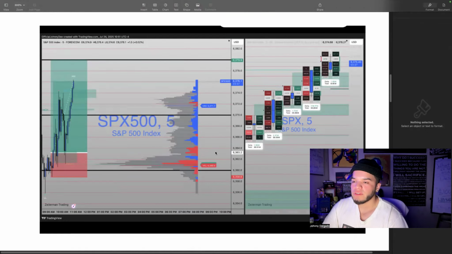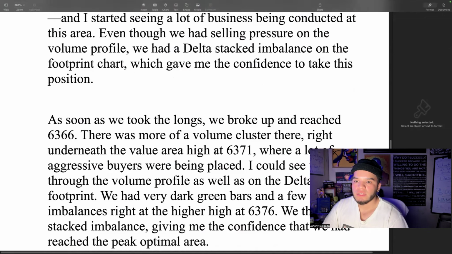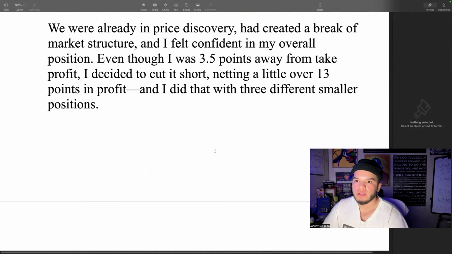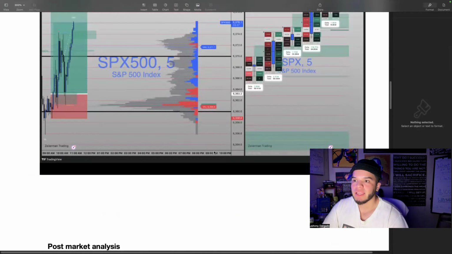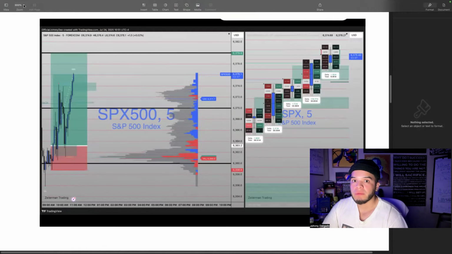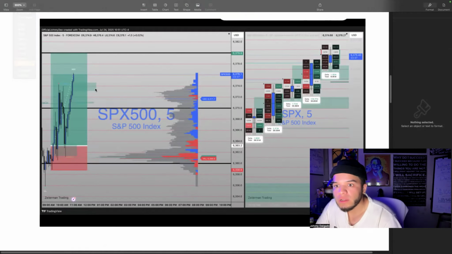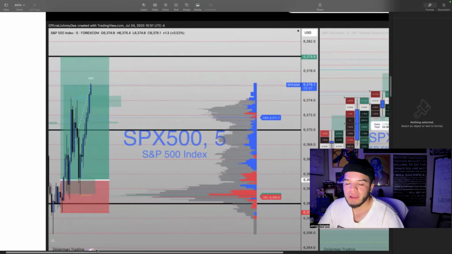again, delta divergence, I believe it was. Oh, no, this was different. Let's see, did I put it here? No, so this was a stacked imbalance. So again, this is why I like using order flow. Let me zoom in a little bit more so you guys can see what a stacked imbalance is.